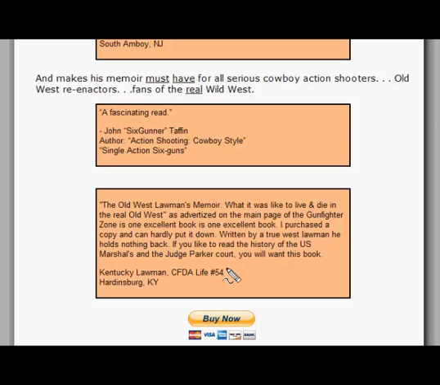Having your testimonial with a headline would help the person to actually go into reading the testimonial. An example here: to know what it's like to live in the Old West, in the book, I purchased a copy. For example here, "can hardly put it down," and I will use that as the headline.